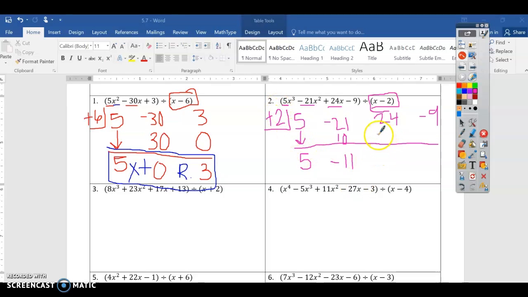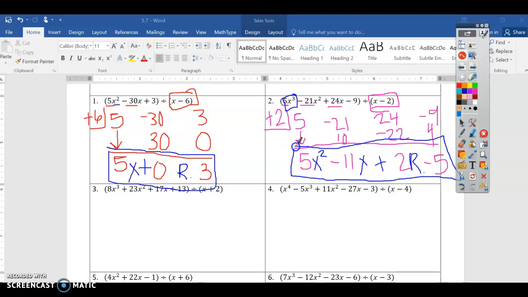2 times -11, -22. 24 minus 22 is 2. 2 times 2 is 4. -9 plus 4 is -5. So let's rewrite our reduced polynomial. This is x to the third, 1 less, x squared. X plus 2, remainder of -5. And this would be my final answer. Okay, and that's it. Now you can go ahead and start on the rest.